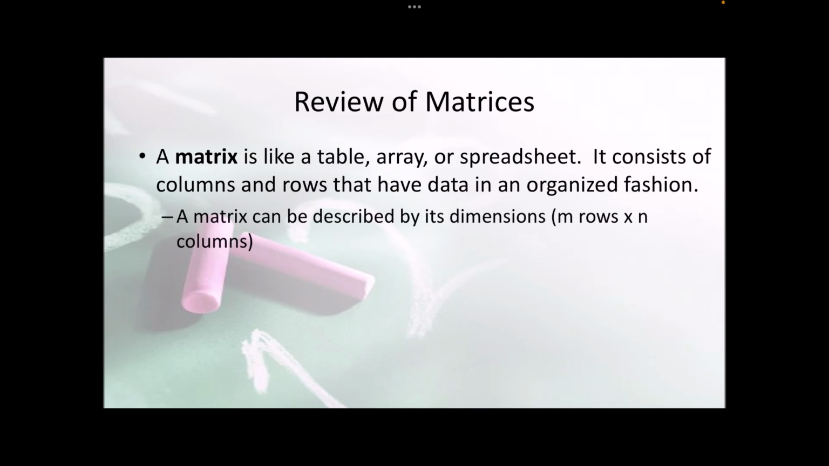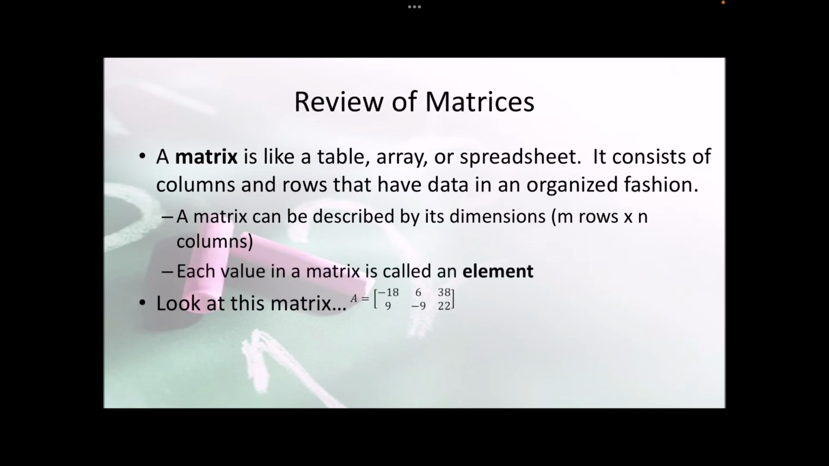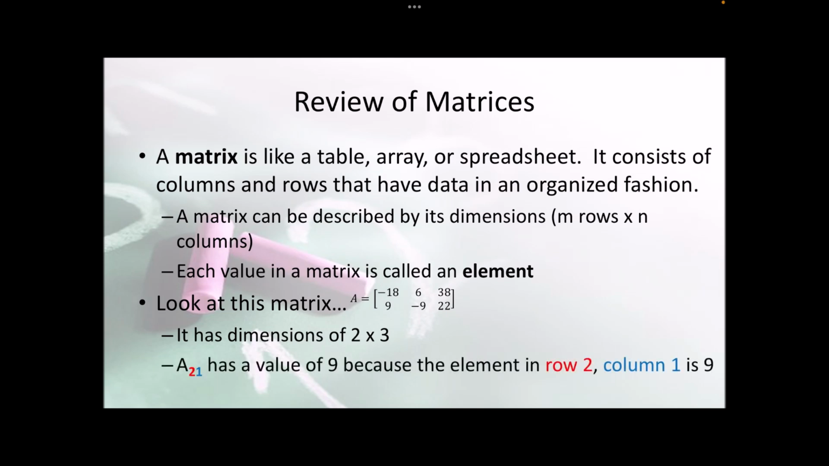The rows are the first numbers that come, followed by the number of columns. So for instance, if we had 3 rows and 2 columns in our matrix, it would be a 3 by 2. Each value in the matrix is called an element. We look at this matrix, matrix A. It has dimensions of 2 by 3, 2 rows, 3 columns. And each element is defined by what row and what column it is assigned. So for instance, in matrix A, element 2, 1 is found in the second row in the first column, which would be a 9.